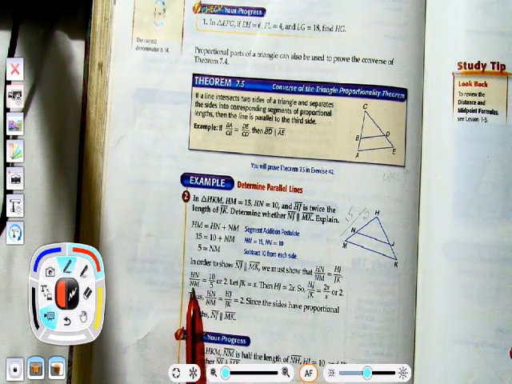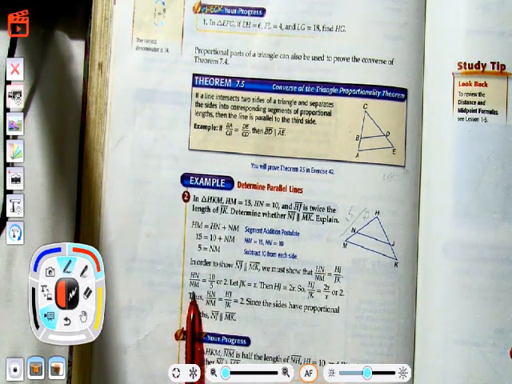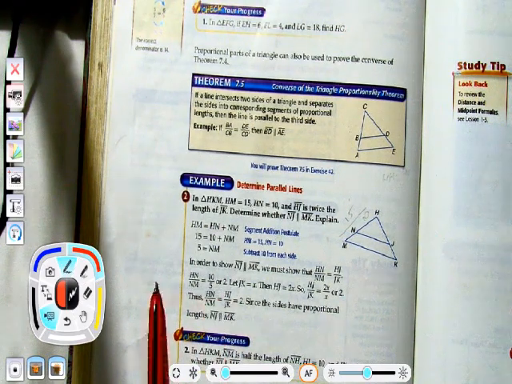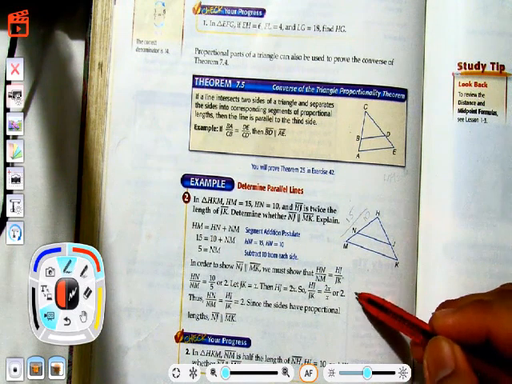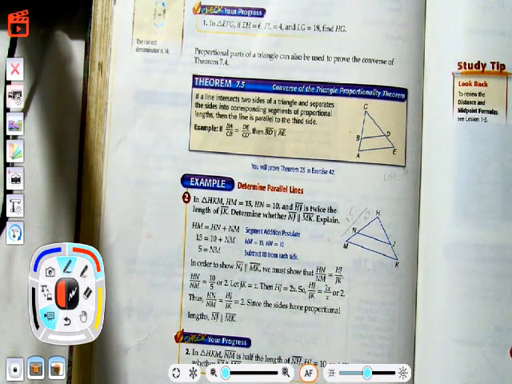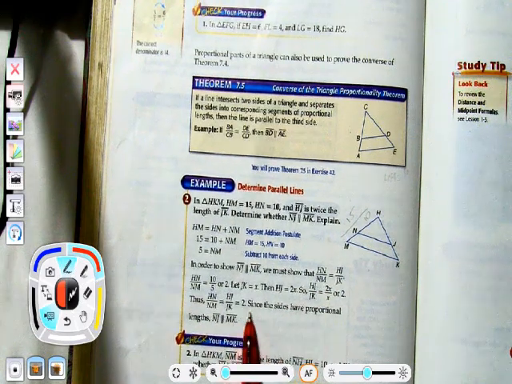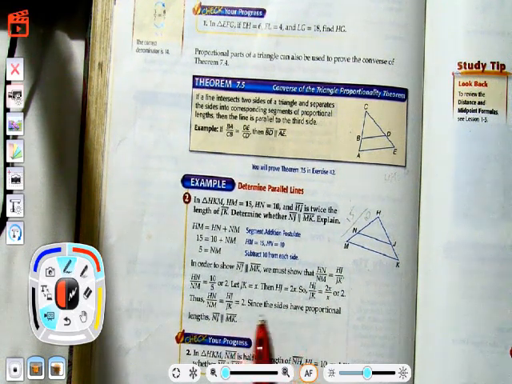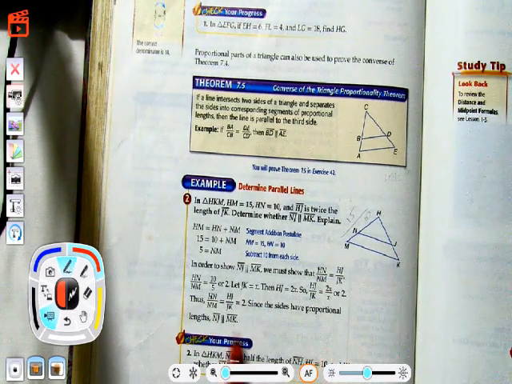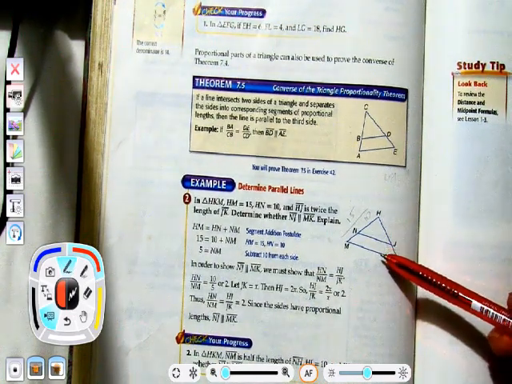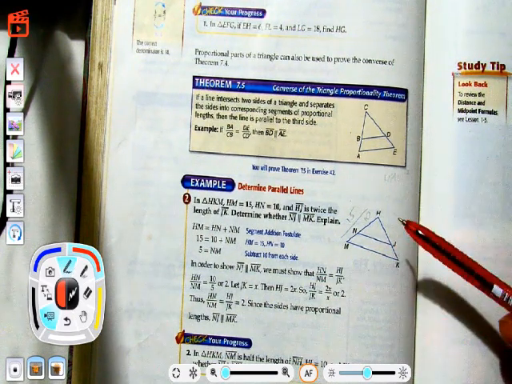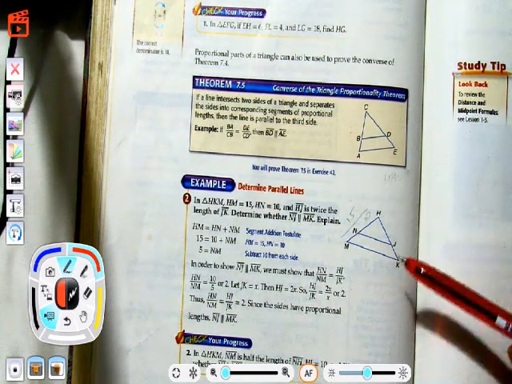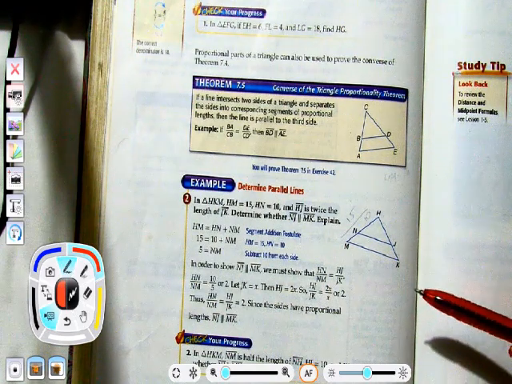Since the two fractions, see, you can simplify them separately, or you may do 10 over 5 equals 2X over X on cross product. It will still give you the same conclusion, that since the two sides are proportional, therefore NJ is parallel to MK. This is like investigating. Okay, you are still investigating if they are really parallel or not.